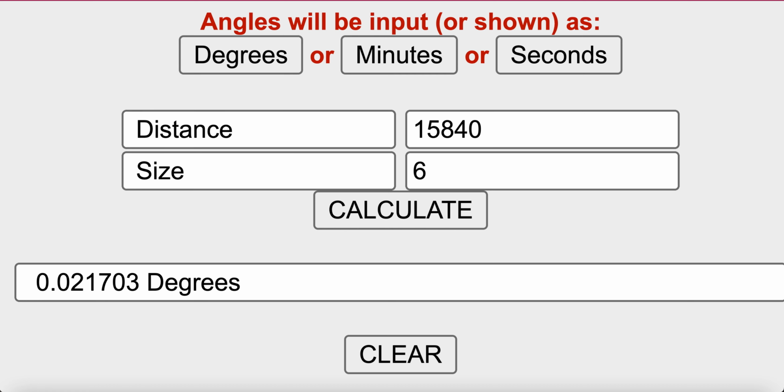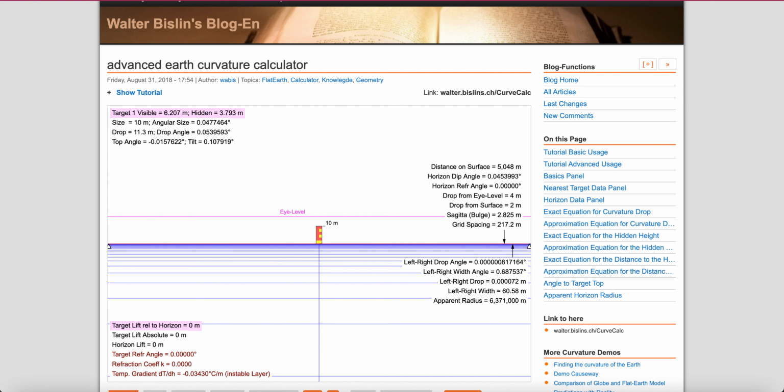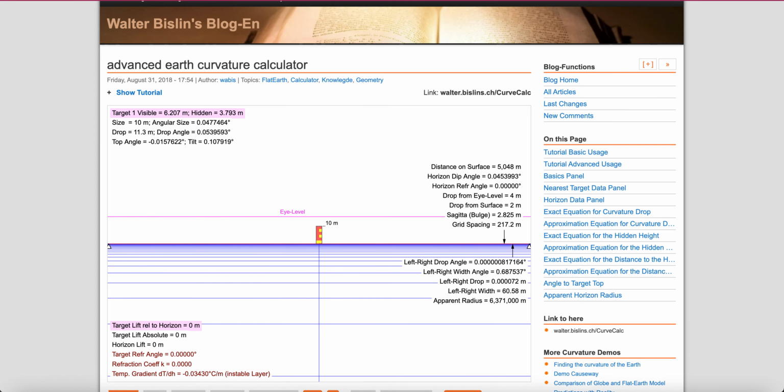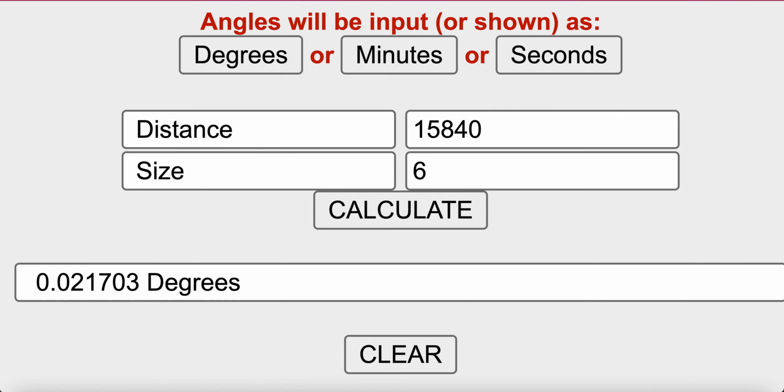So let's say we go with the claims of these frauds like Walter Bislin. Let's just go with their claims, that perspective, because I don't care whether Walter Bislin is claiming it or not. He's adding it in to his nonsense calculator. So I'm going to show how much of a fraud this guy is, and all our opposition who are claiming that perspective is part of globe maths. Now we're going to see, right? So let's just say if we add in perspective, angular size change, and Earth curve.